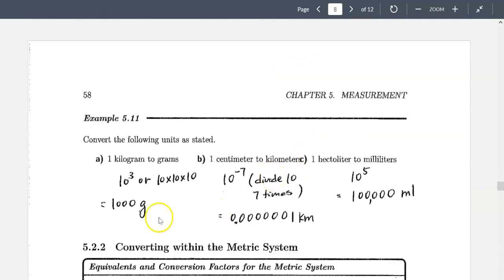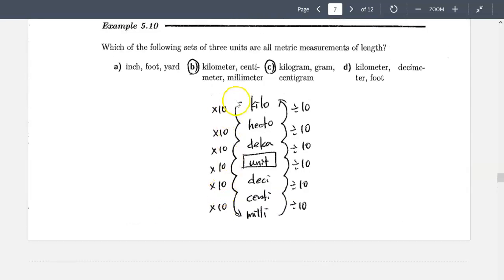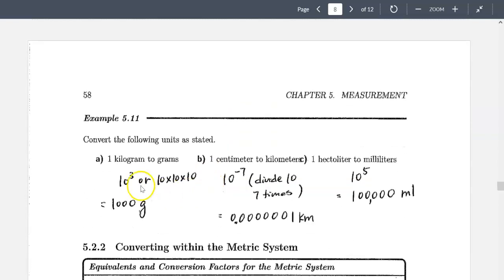So, for example, if you have 1 kilogram to grams, gram is just a unit. There's no prefix to it. So you have a kilogram to gram. You need to go 1, 2, 3 times down. You have to move three times. Each time is times 10. So in this case, you're going to times what? 1,000. 10 times 10 times 10. So that's why 1 kilogram is 1,000 grams.